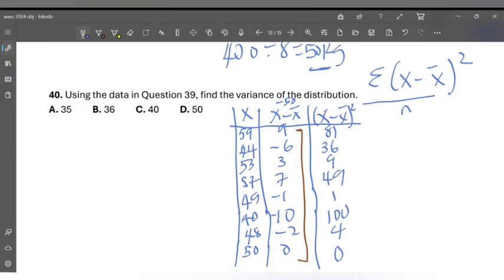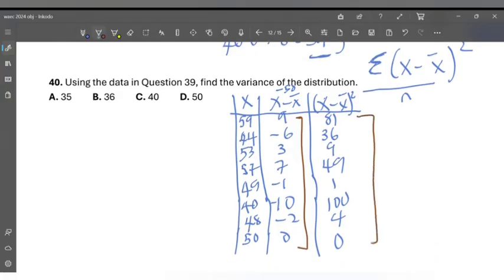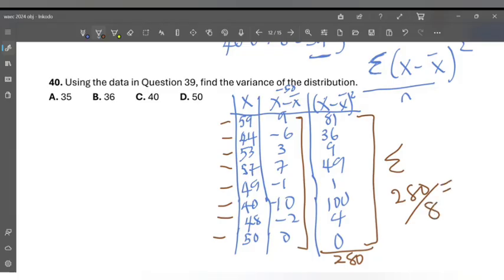So the formula says sigma (x minus x bar) all squared. This sigma means summation. So I'm going to sum up everything I have in this column. If you sum up everything in this column, I'm going to arrive at 280. So 280 over n. n is the number of variables I have here. If you count them, 1, 2, 3, 4, 5, 6, 7, 8. So the variance is 280 divided by 8. When you put that in your calculator, you are going to get the variance as 35, which is option A.